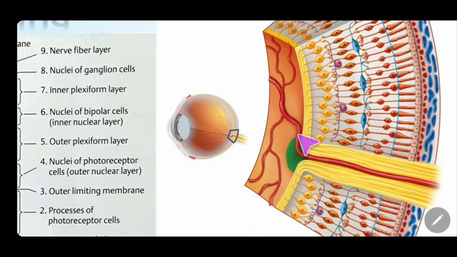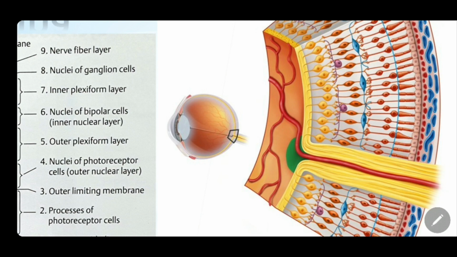And after all of this, there is a transparent thin sheet placed here on the innermost surface of the retina, which separates it from the vitreous body, and that is called the inner limiting membrane, which is the 10th layer. Got it? I hope you've understood. I have described it in detail.